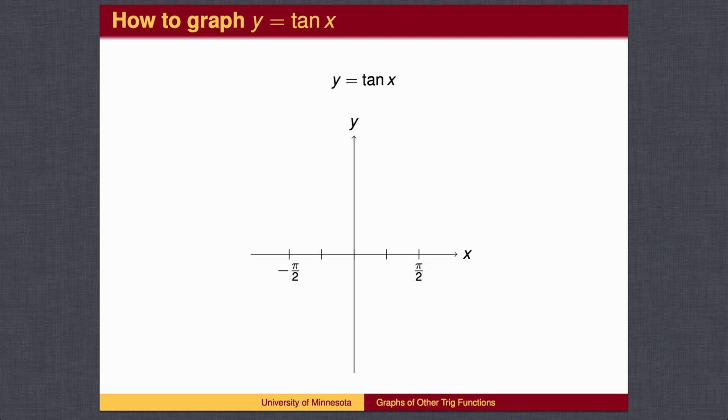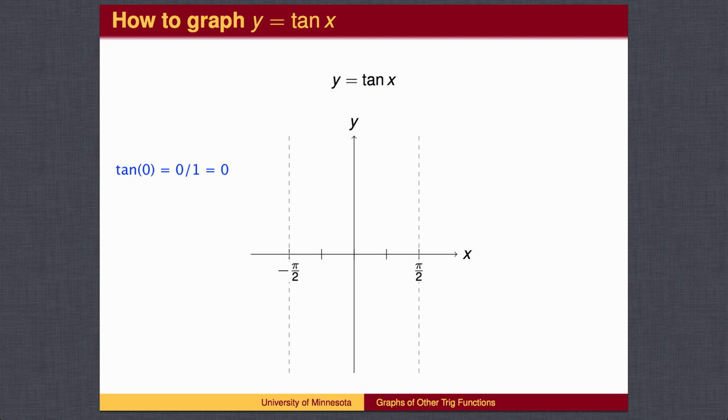At pi over 2, the sine is 1 and the cosine is 0, and 1 divided by 0 is undefined. Tangent is also undefined at negative pi over 2. We will discuss what is happening close to these values later. For now, we will mark those two x values with dotted lines for asymptotes and draw the graph in between.